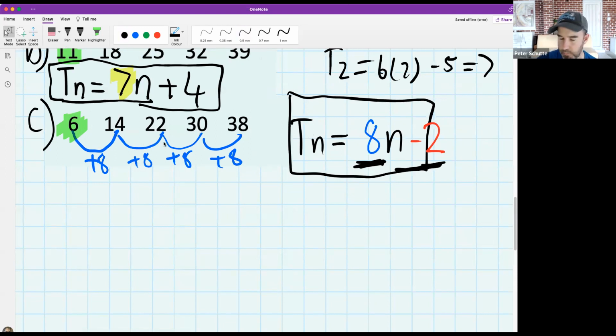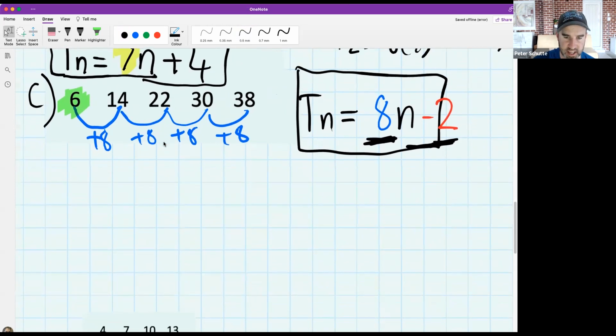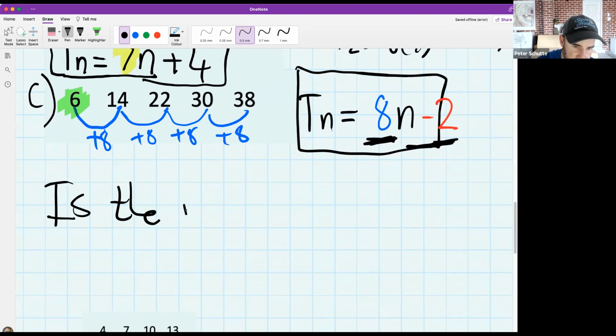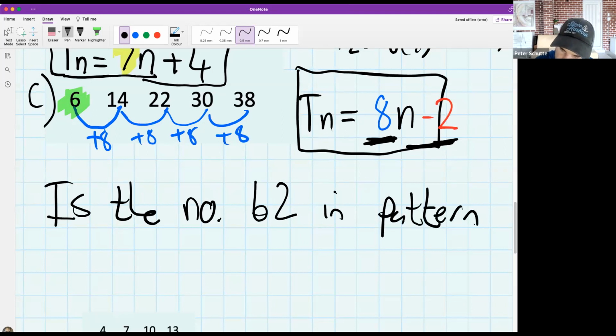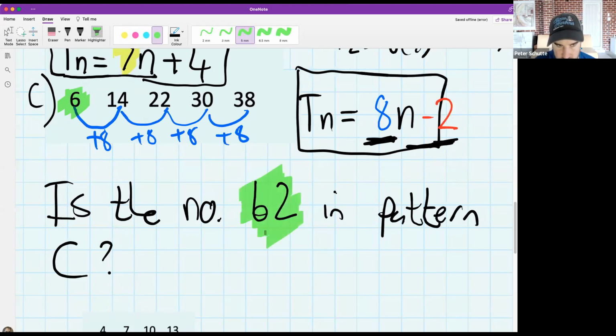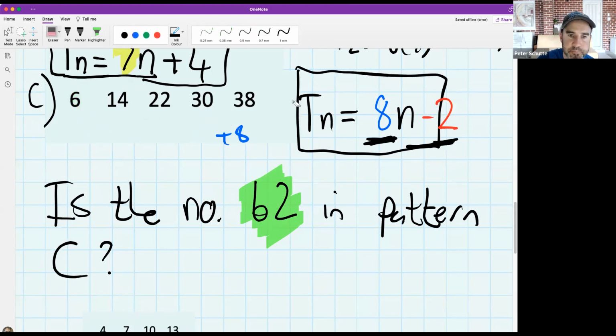So what I want to do now is focus on C, and I want to ask you a question. Is the number 62 in pattern C? I'm saying here is a number 62, and I'm asking you, is this number in the pattern above here?